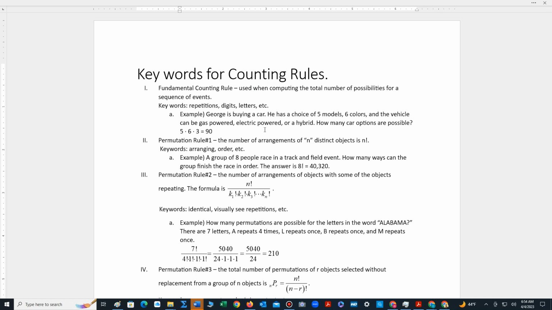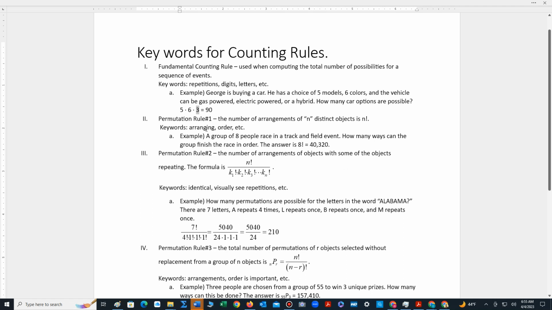Our example states the following. George is buying a car. He has a choice of 5 models, 6 colors, and the vehicle can be gas powered, electric powered, or a hybrid. How many car options are possible? Well, we have 5 different models times 6 different colors times 3 ways of powering the vehicle. We multiply all those options together, and that's going to give us 90. So there are 90 different options for George to choose from.